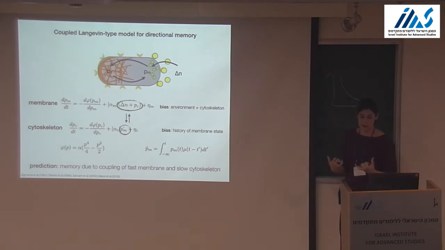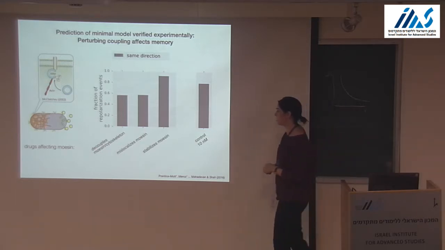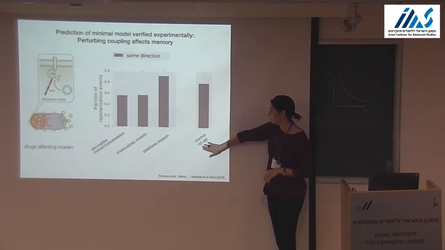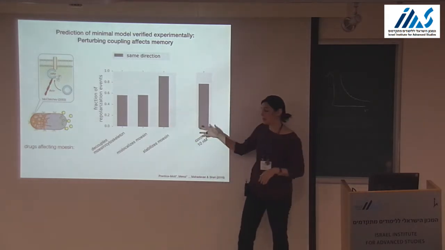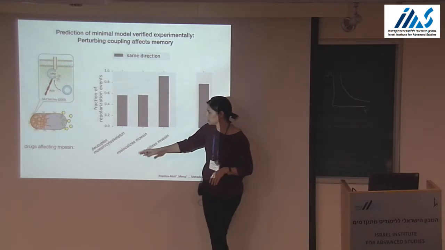And we can verify this experimentally. So indeed, this is the control experiment that I showed before when you had 10 nanomoles on either side and we saw directional memory for the first time. And these are analogous experiments, but with various drugs.